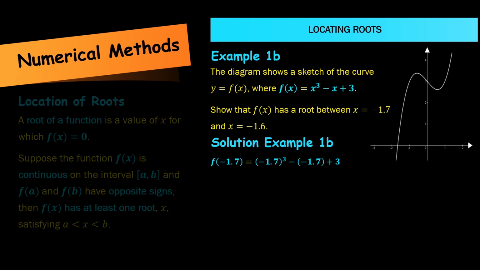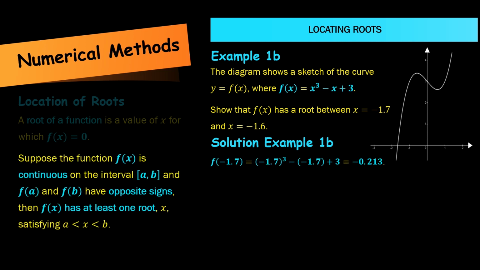If we plug this value into the function f(x) = x³ − x + 3, as shown here, we obtain f(−1.7) = −0.213. And similarly, if we plug in x = −1.6 into the function f(x) = x³ − x + 3, as shown, we obtain that f(−1.6) = 0.504.